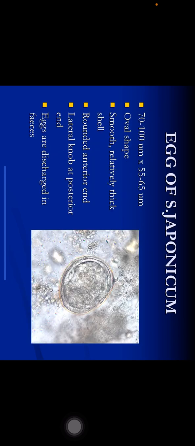Egg of Schistosoma japonicum is oval in shape, 70 to 100 micrometers by 55 to 65 micrometers in dimension. It has a smooth, relatively thick shell, a rounded anterior end, and a lateral knob at the posterior end. The eggs are discharged in feces.